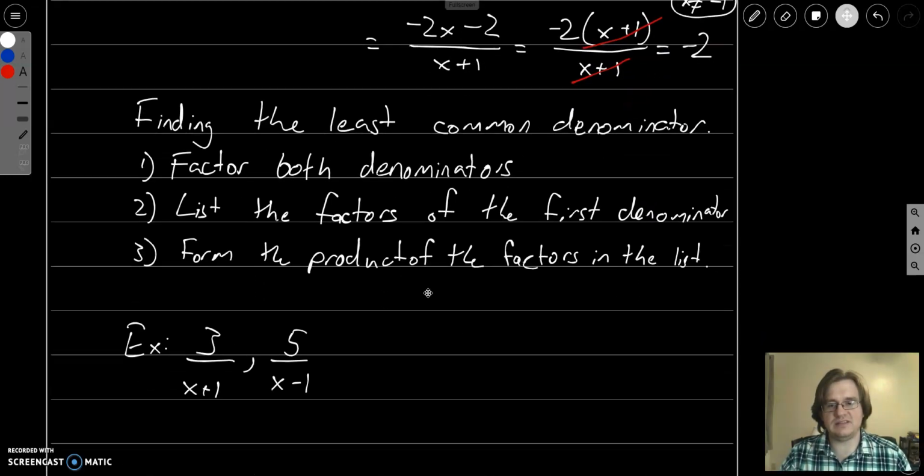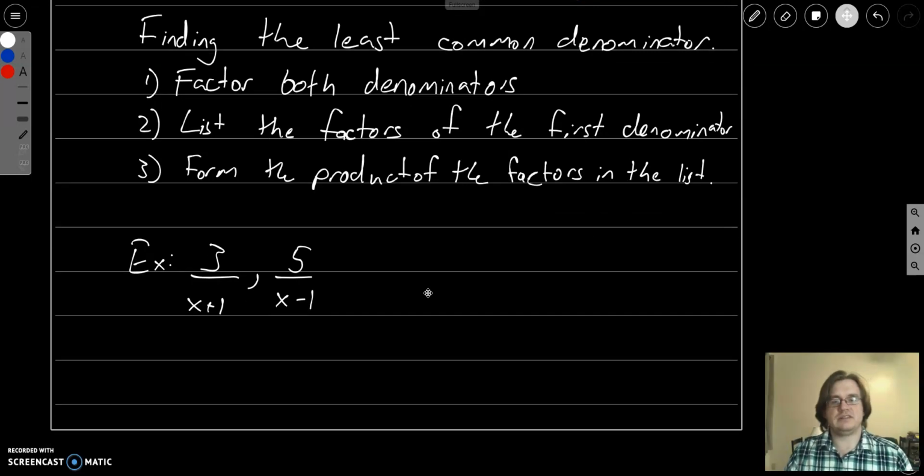When fractions have different denominators, we'll have to find the least common denominator. I'll preface this by saying the least part is not important. What's important is to find a common denominator. It doesn't have to be the smallest one, though it's a lot easier if it is, and I can give an example of this in a second. To find the least common denominator, the LCD, we will factor both denominators, list the factors of the first denominator, and then add in the factors from the second list to form this product.